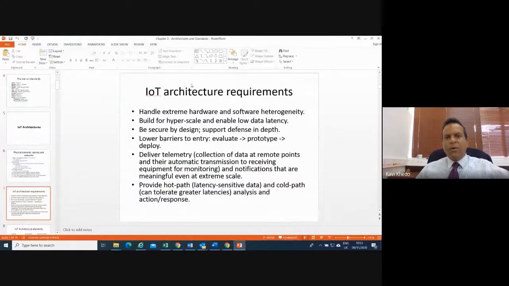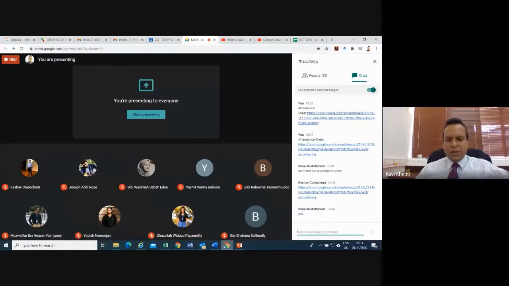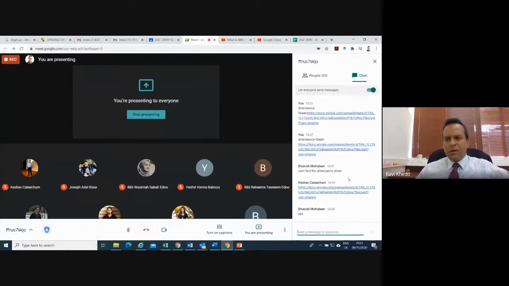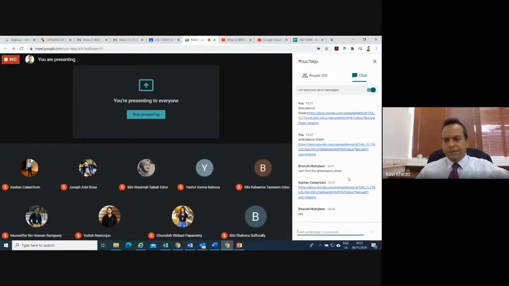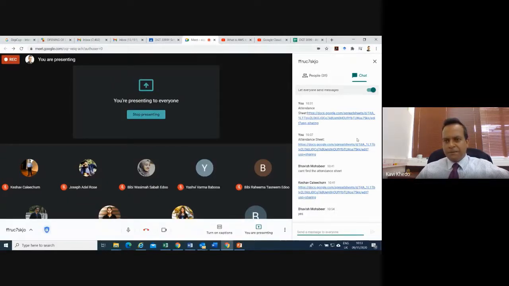So one of the points, we are talking about IoT architecture, and one of the requirements for any IoT architecture, as per the slide here, it says handle extreme hardware and software heterogeneity. I want to understand first, what is this concept of heterogeneity? Then I will ask about extreme hardware and software. But let's see what is your understanding of heterogeneity.